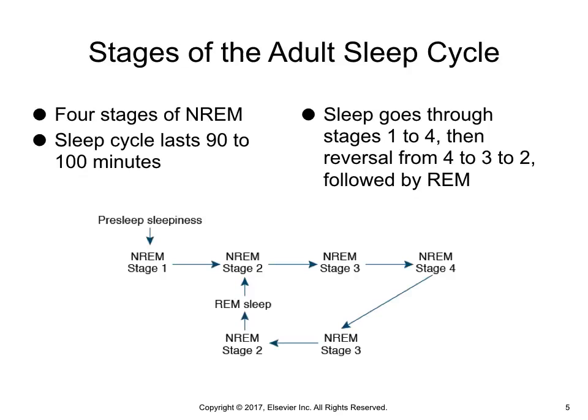With each successive cycle, stages 3 and 4 shorten, and the period of REM lengthens. REM sleep lasts up to 60 minutes during the last sleep cycle. Not all people progress consistently through the stages of sleep. Sleep becomes more fragmented with aging, and a person spends more time in lighter stages.